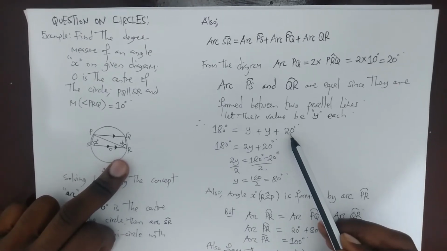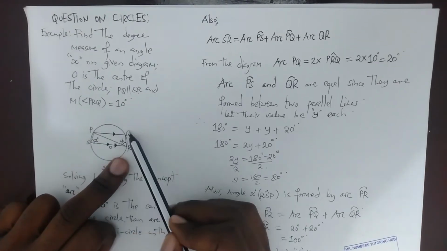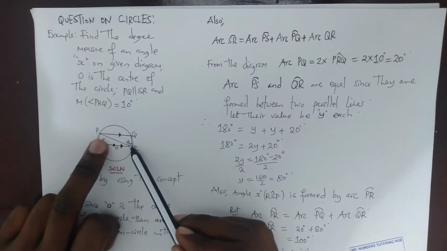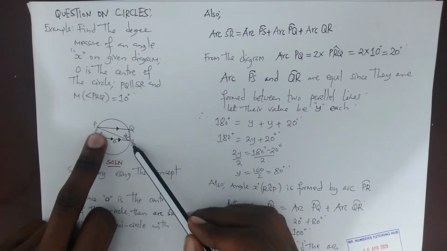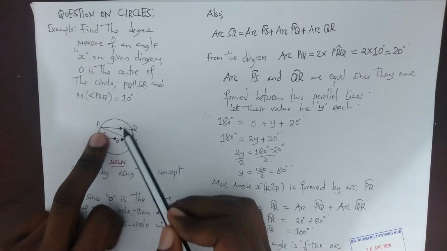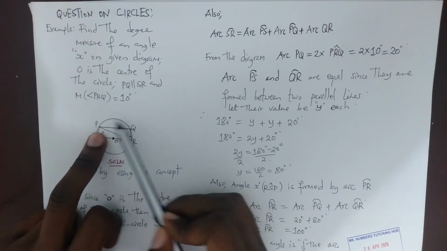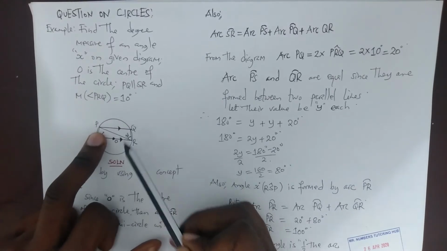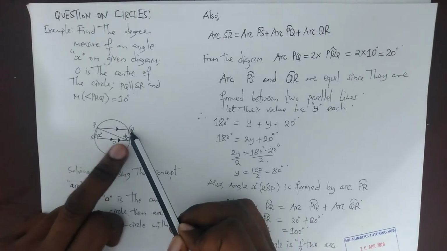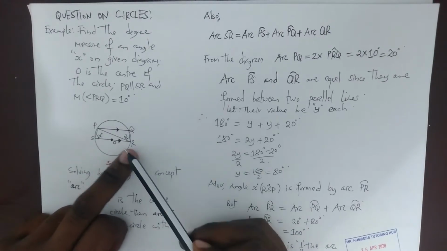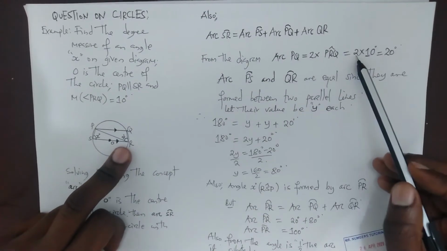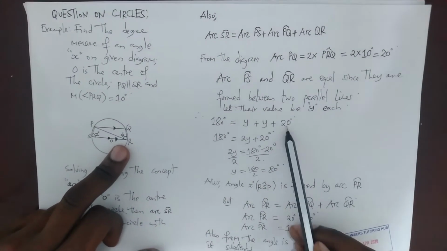This 20 is the value of arc PQ. The value of arc PQ is twice the angle formed within the same arc. This angle with the value of 10 is formed from P to Q, so it subtends the arc PQ. Therefore, you divide the value of the arc by 2 to get the angle, or you take the value of the angle and multiply by 2 to get the value of the arc. Since we have the angle, we multiply by 2 to get arc PQ, which is 2 times 10 equals 20. Therefore, we have 20 here.